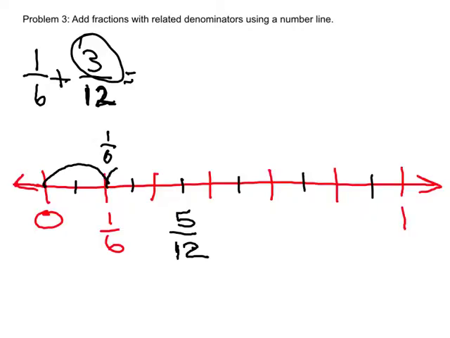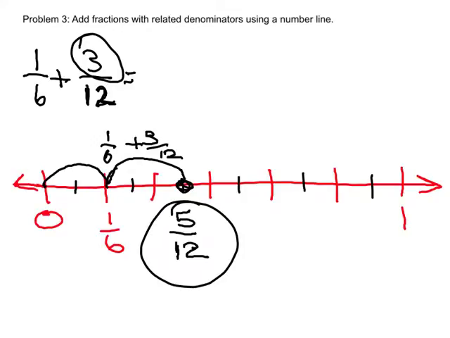So here's, we'll do this with the blue. Here's 1/12th, 2/12ths, 3/12ths. So this would be our plus 3/12ths. And what did we land on? We landed on 5/12ths is our answer. All right.